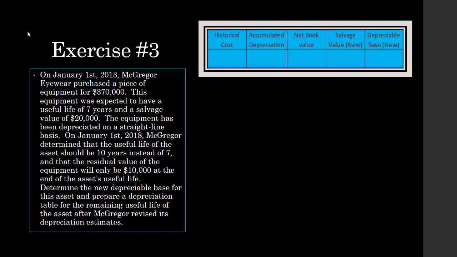To figure out what our new depreciable base is, we need to figure out what the book value of our asset is at this point. Well, book value is just historical cost minus accumulated depreciation. So historical cost, McGregor on January 1st, 2013, paid $370,000 for this piece of equipment. How much depreciation has it accumulated? Well, we got to go through the numbers we have and figure that out piece by piece.